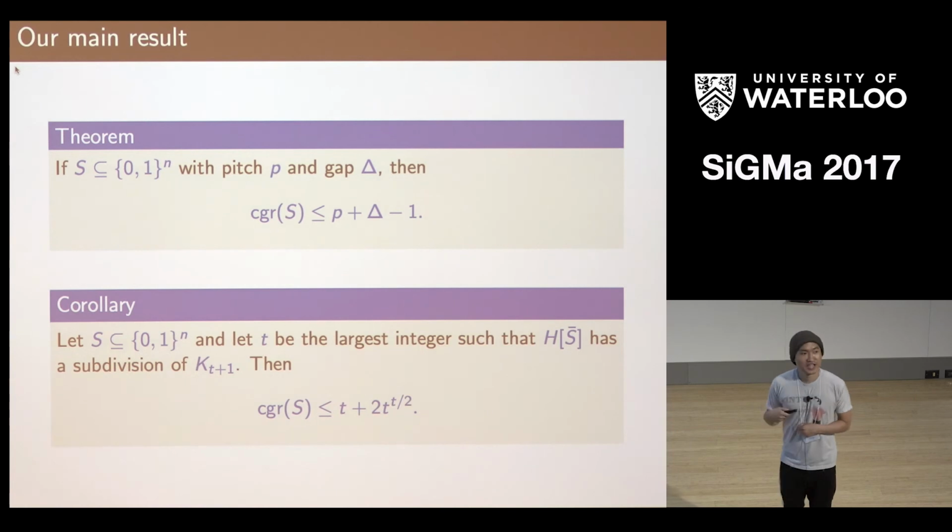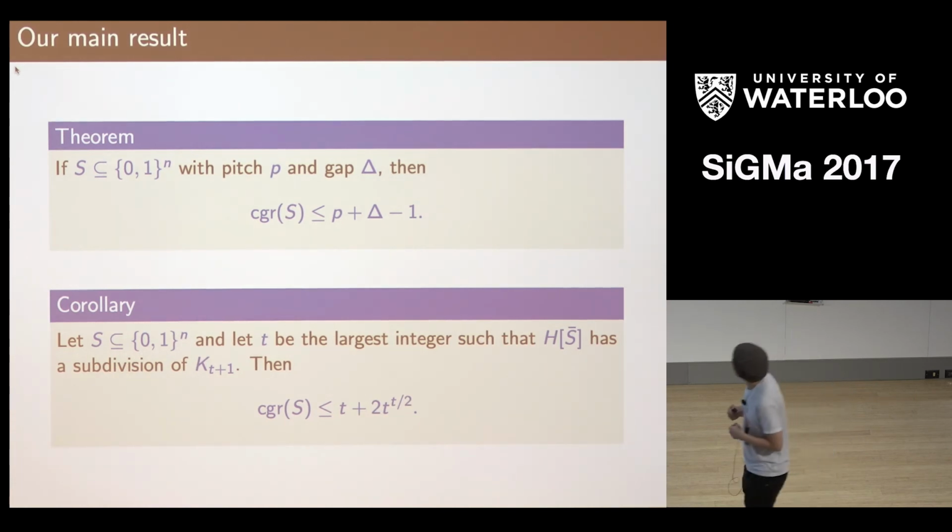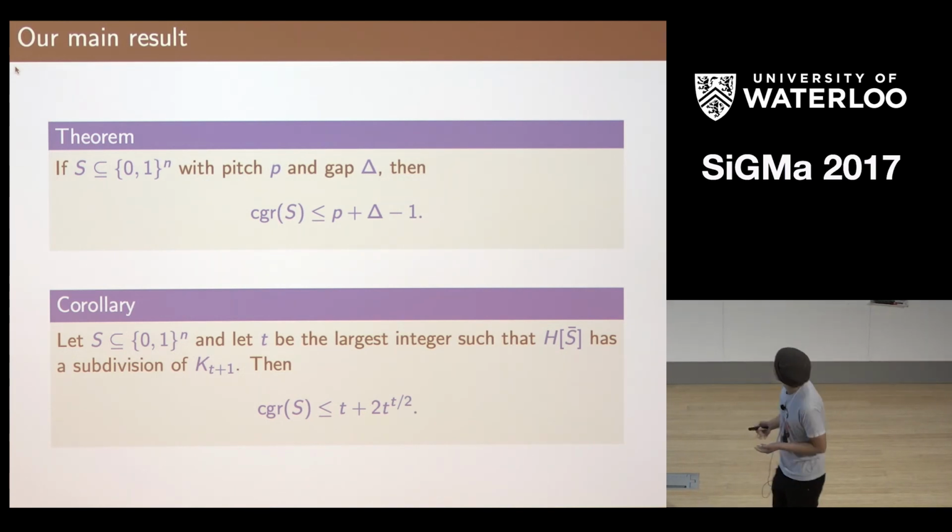It turns out that you don't actually have to bound the tree width. You just have to forbid subdivisions of big cliques. And once you do that, it turns out that you automatically bound the pitch and the gap. So if you just plug those into our main theorem, you get that bound there.